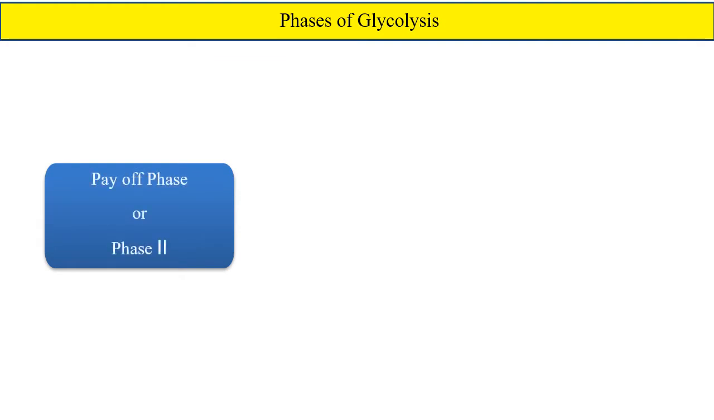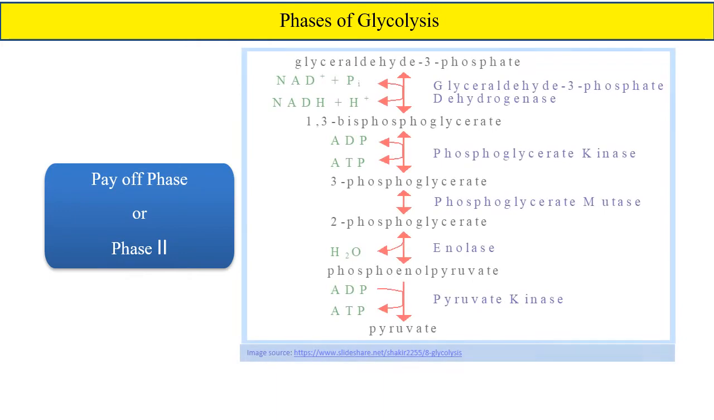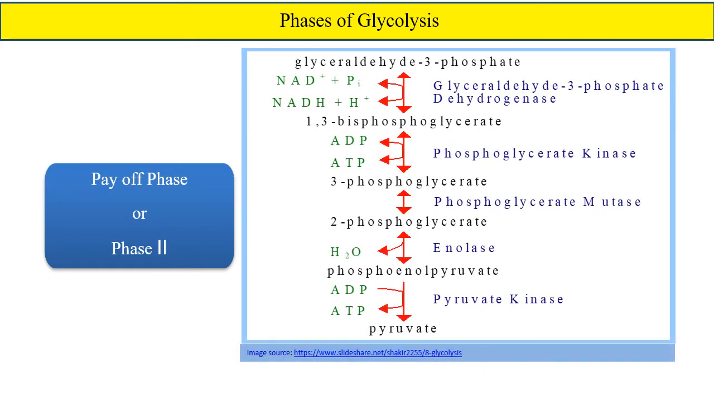The last five reactions of glycolysis constitute the payoff phase or phase 2. Here, energy liberated during conversion of two molecules of glyceraldehyde triphosphate into two molecules of pyruvic acid is conserved by the coupled phosphorylation of four molecules of ADP to ATP. Although four molecules of ATP are formed in phase 2, the net overall yield is only two molecules of ATP, since two molecules of ATP are already invested in phase 1. Here, energy is also conserved in the formation of two molecules of the electron carrier NADH per molecule of glucose.